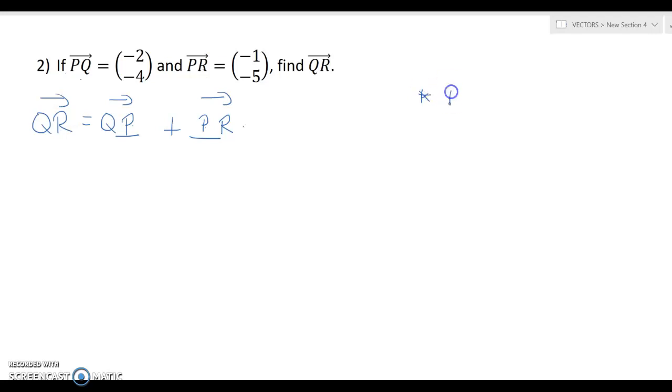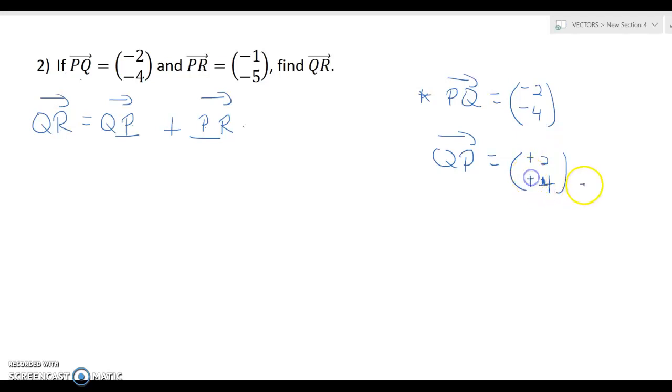Now, we know that PQ is (-2, -4). So what is QP? The letters are swapped, so as I said, you leave your numbers as is, but you change the sign. So -2 becomes +2, -4 becomes +4. So let's put that in there: (2, 4), and then plus PR, which remains the same because nothing changed there, (-1, -5).